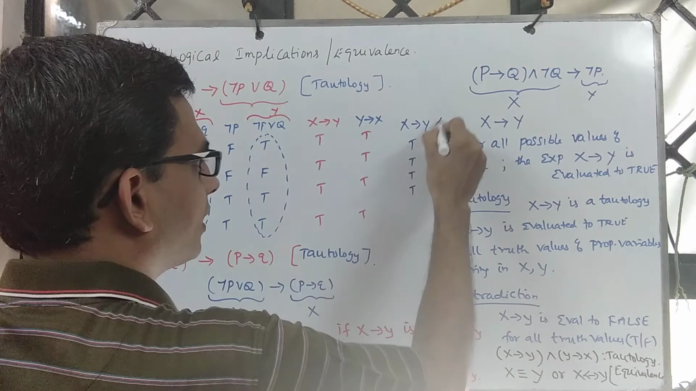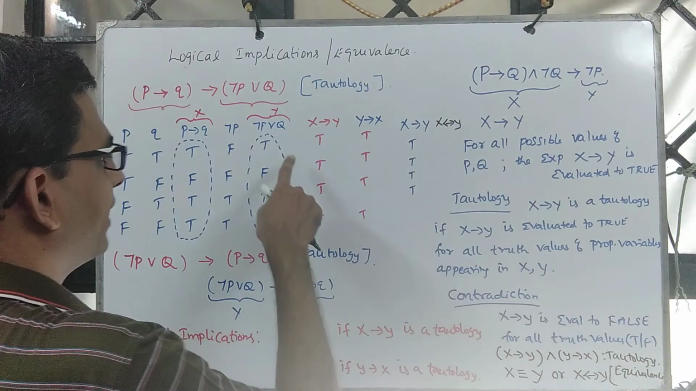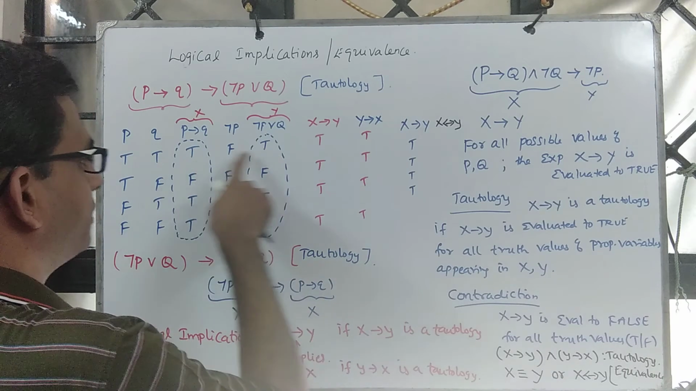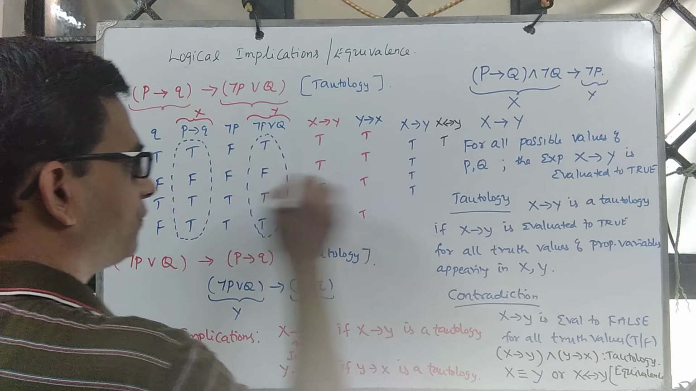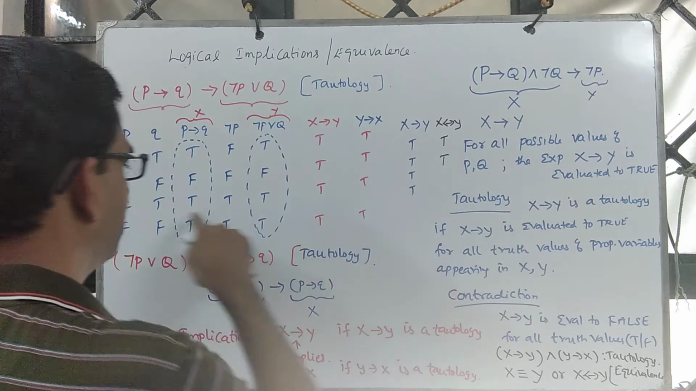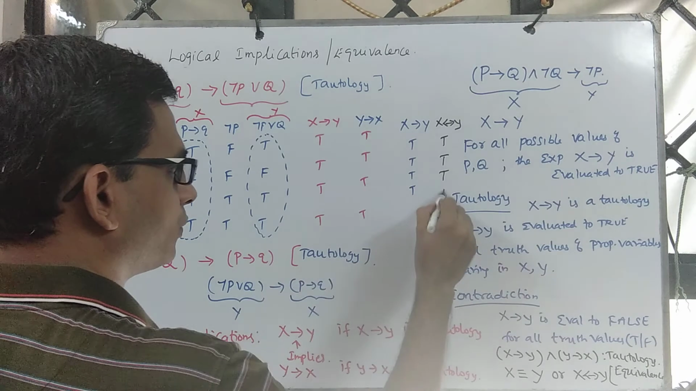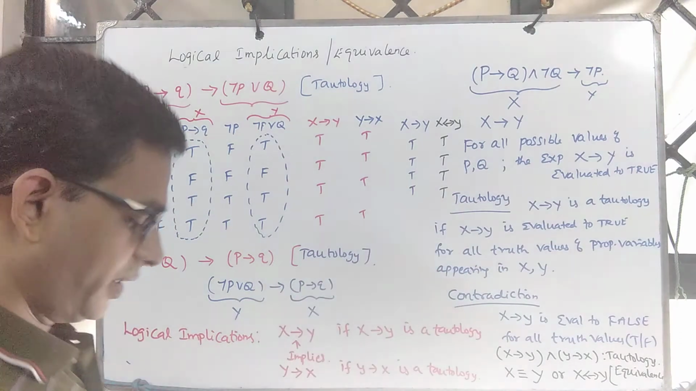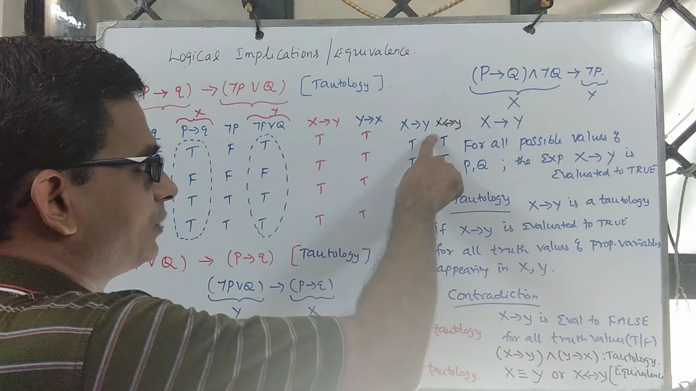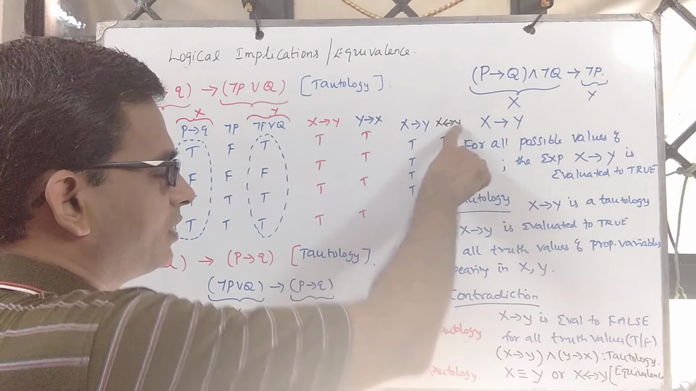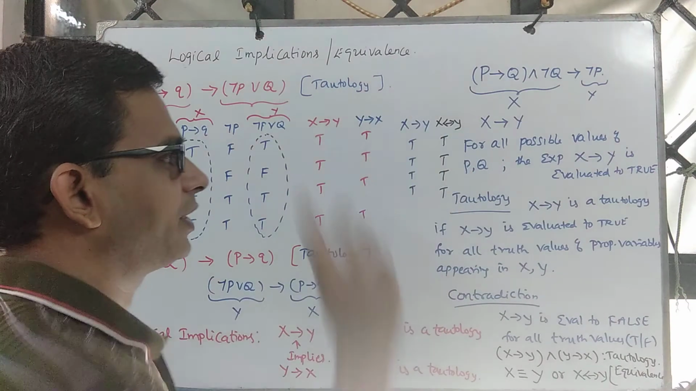Look at X biconditional Y. If you look at X biconditional Y, it is true, true, so it is true. False, false, it is true. True, true, it is true. True, true, it is true. So if X biconditional Y is true everywhere, then these two expressions are equivalent.